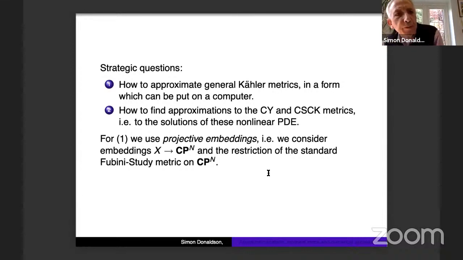So for the first issue, what we're going to talk about will be using approximations given by projective embeddings. That's to say, we will always be talking about projective manifolds, X, which can be embedded in projective space. On projective space, we have the standard Fubini-Study metric, and we want to consider what I'm going to call algebraic metrics, ones which can be obtained by the restriction of the Fubini-Study metric under such an embedding.